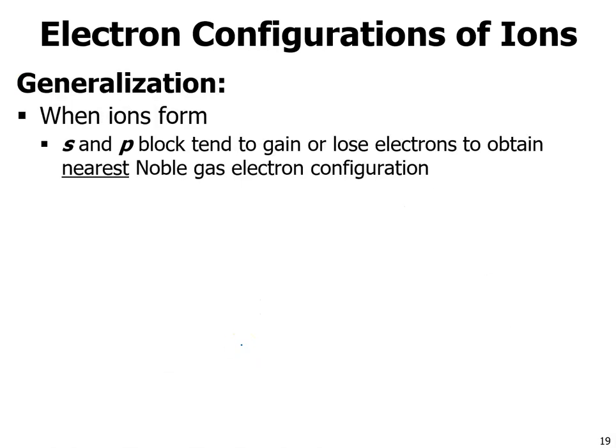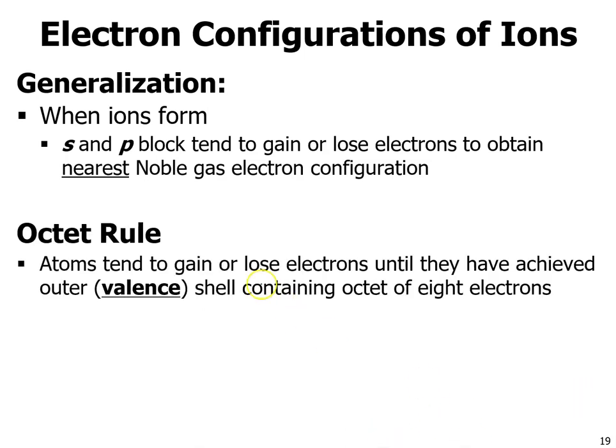So some generalizations for electron configuration for ions. When ions form, the s and p block ions tend to gain or lose electrons to obtain the nearest noble gas electron configuration. So they're trying to get to that noble gas configuration. That's generally going to give you the best idea of where the ionization energies are going to be most favorable, or electron affinity energies are going to be most favorable. The octet rule is this idea where we tend to gain or lose electrons until they've achieved an outer valence shell containing an octet of 8 electrons.